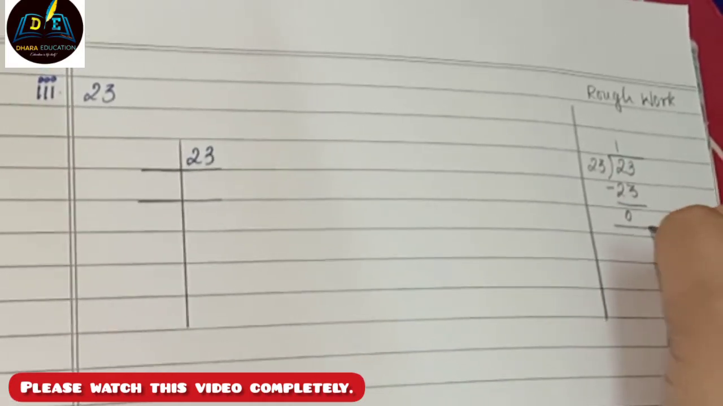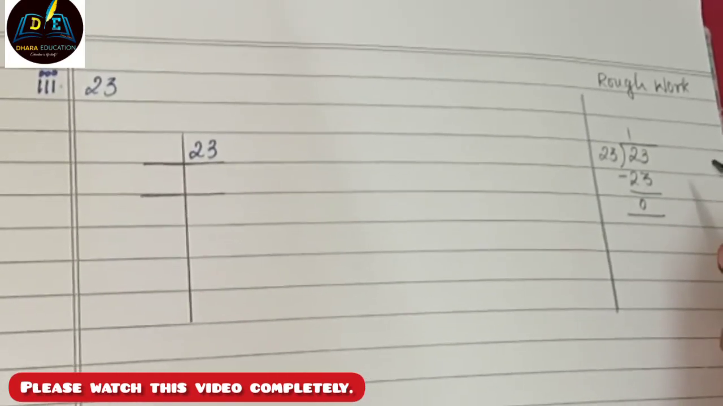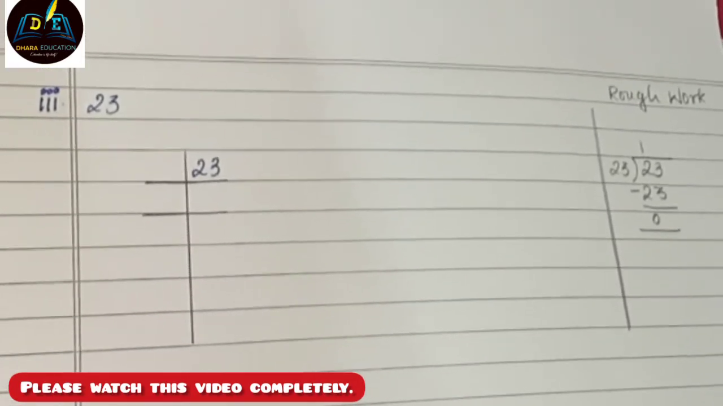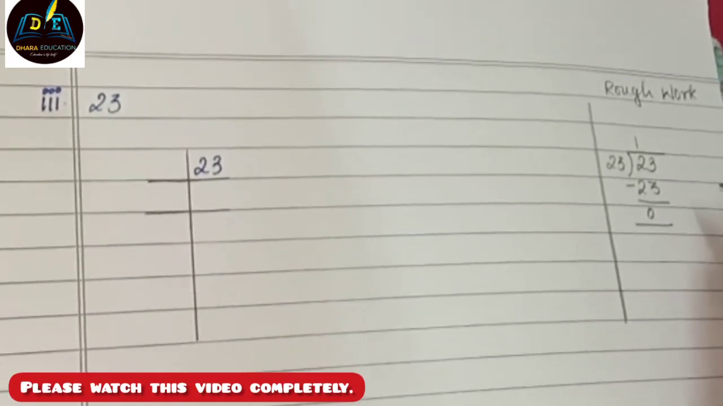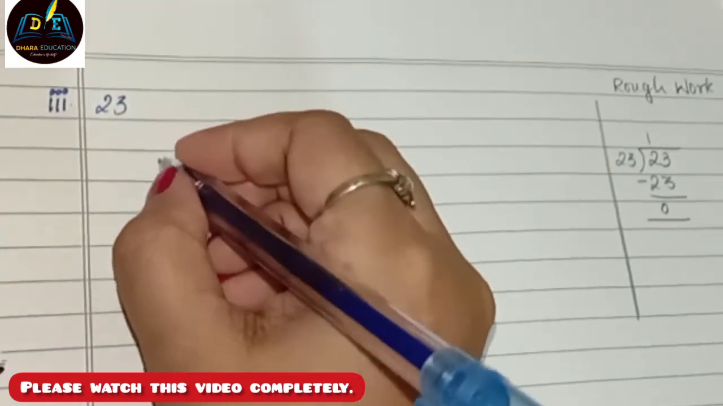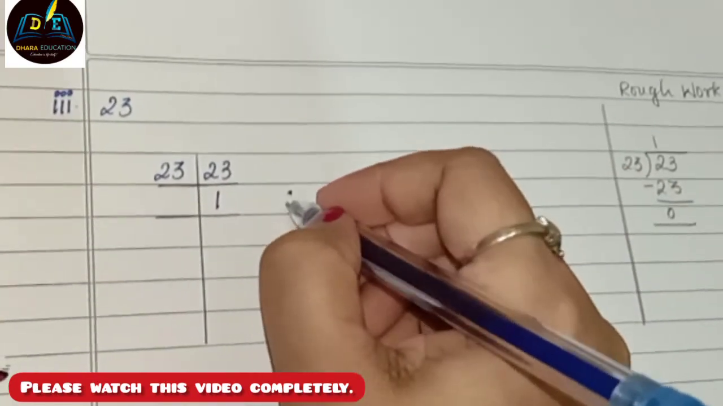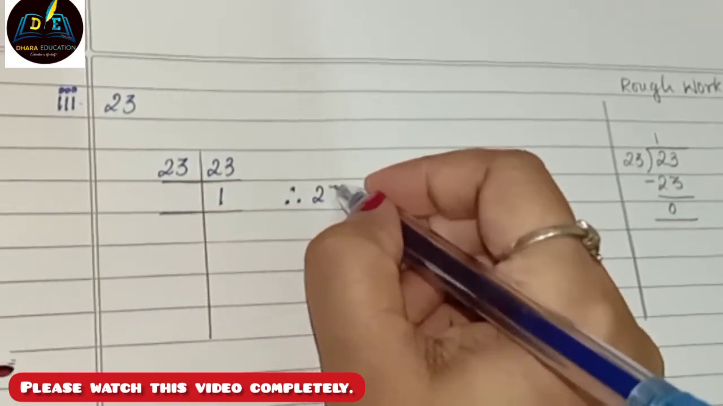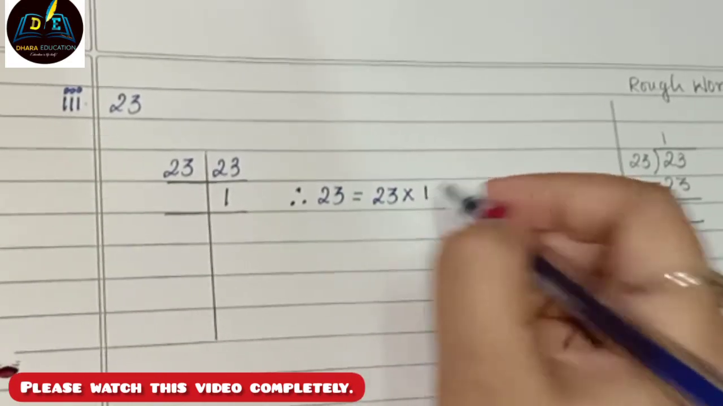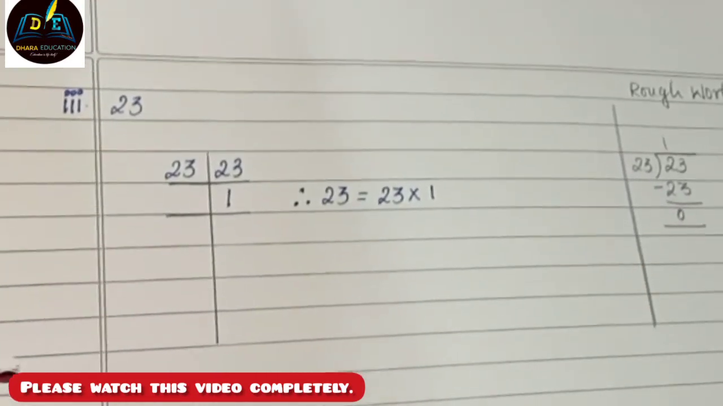And with this we have done. There is no other table in which we will get the answer 23. You can also check. So with this we can only conclude that only in the 23 table there will be 23. So 23 ones are 23. Okay. So the answer will be, therefore, 23 is equal to 23 multiplied by 1.